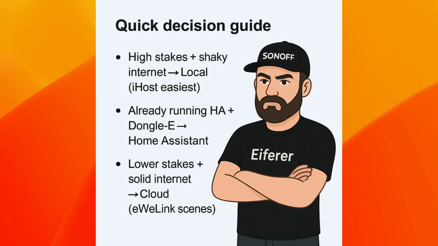Right, let's move on to the quick decision guide. High stakes plus shaky internet: local, iHost, easy. Already running HA plus dongle: Home Assistant. Lower stakes plus solid internet: cloud eWeLink scenes. Just a quick tip, whatever you pick, test monthly and consider a small UPS for your router, hub, and valve power, so the system can act when it matters.